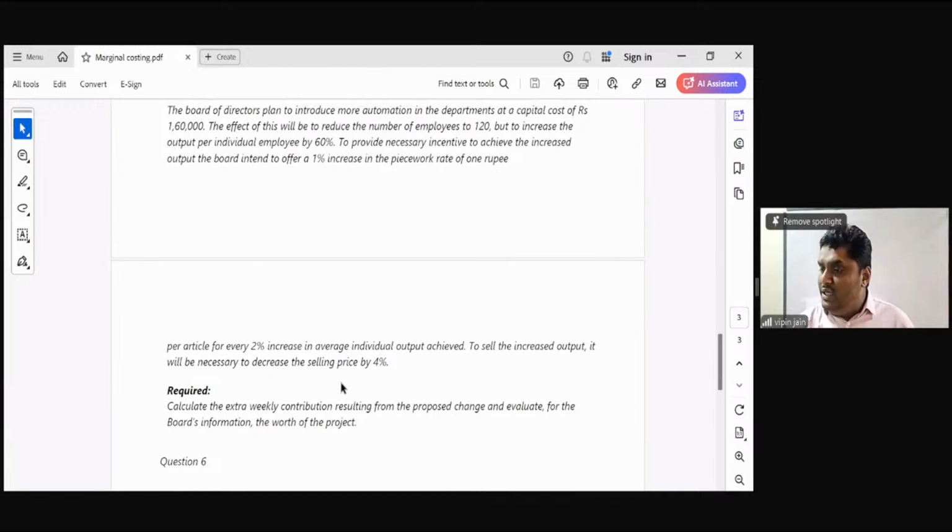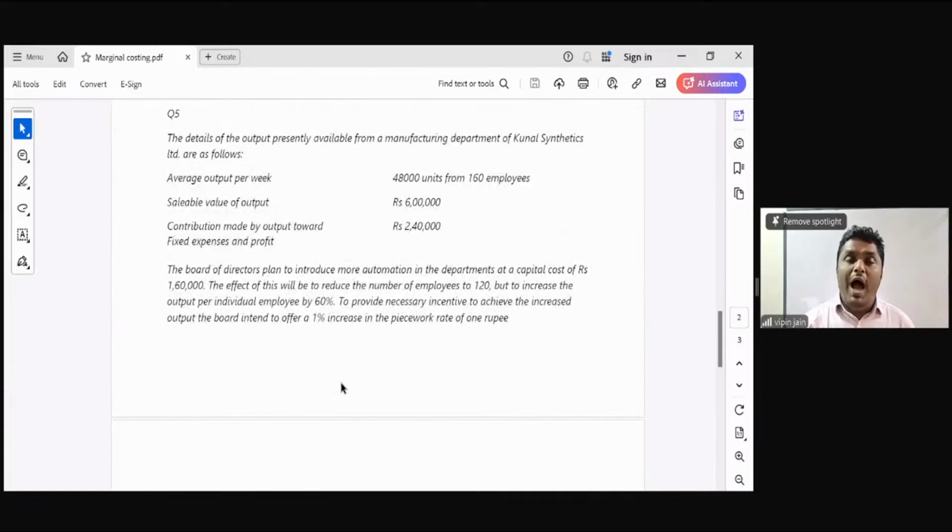Currently, my contribution is 2,40,000. So how much extra contribution will I be getting from this change? Again, when talking about change, the first change is the number of employees. Second change, the output per individual has increased by 60%. So we need to give them incentive, that is 1% incentive for every 2% increase on piece rate. The piece rate is 1 rupee per article. And the third thing is that the selling price is reduced. So can you guys tell me how much is the extra weekly contribution?